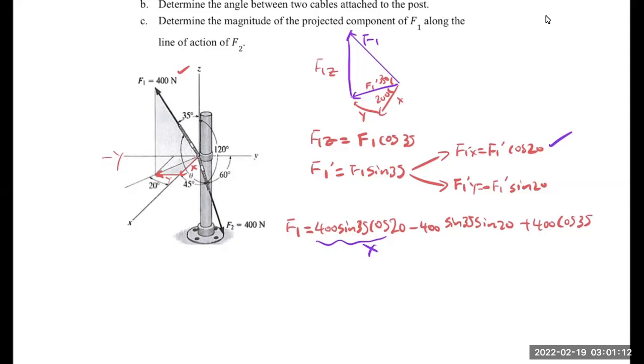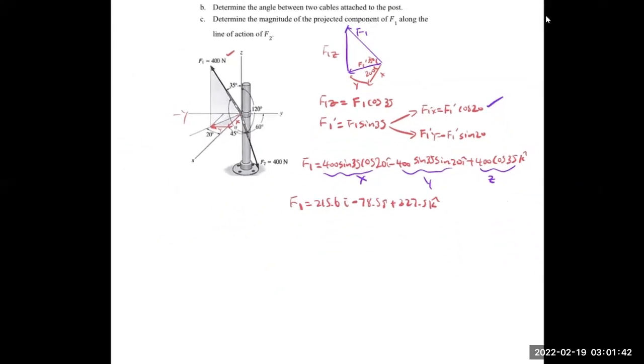If you put this in the calculator, you get F1 equal to 215.6 I, minus 78.5 J, plus 327.5 K. So I have found my F1 in Cartesian vector form. Next, I have to find my F2.